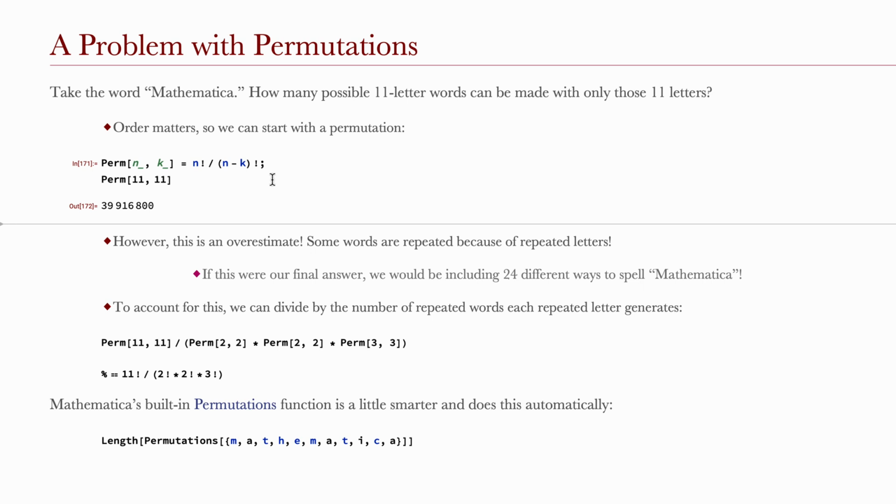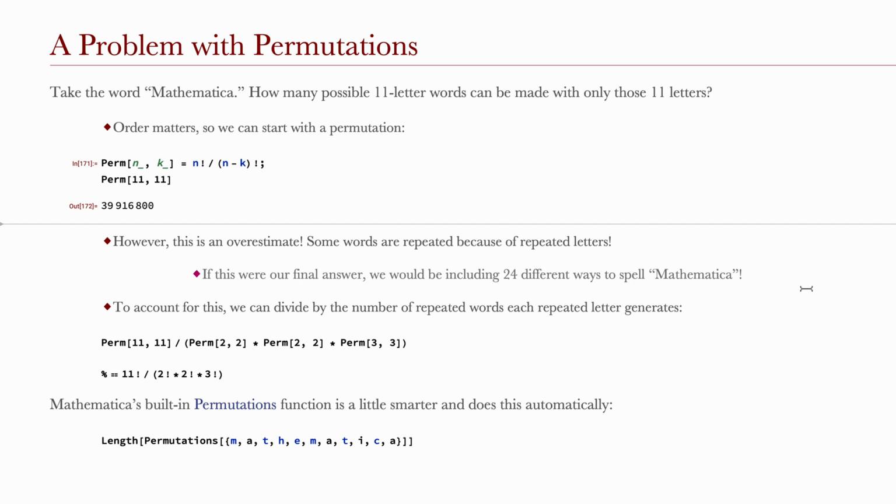Evaluating this cell gives us 39,916,800 different possible 11-letter words, which is vastly an overestimate. The reason is that some words are repeated because of repeated letters. If this were our final answer, we would actually be counting the word mathematica 24 different times, because you can spell it in 24 different ways by rearranging the M's, A's, and T's.